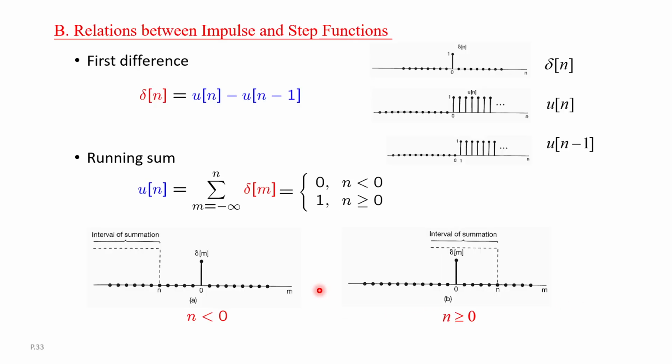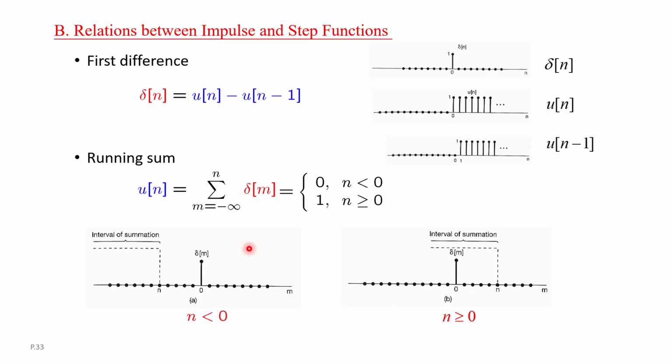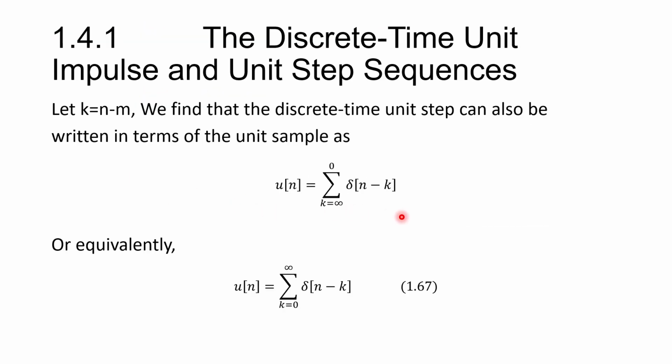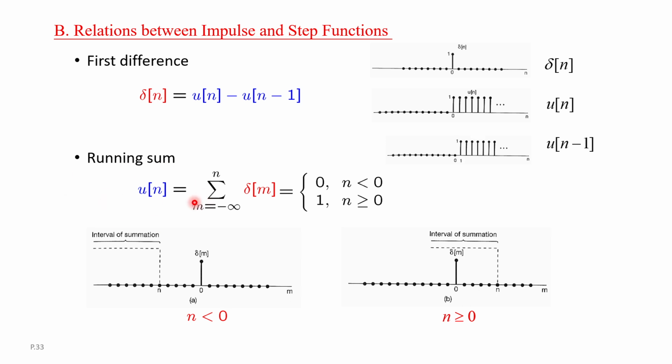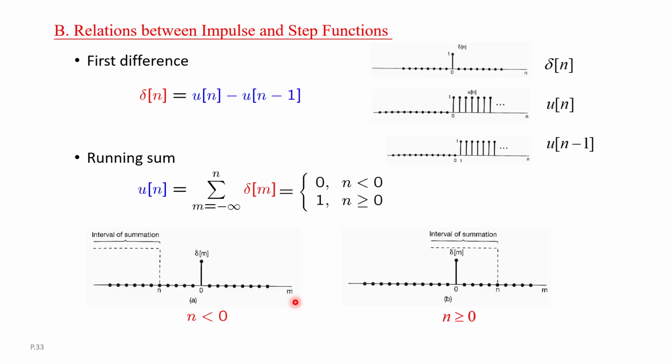Okay. So we don't have a picture here, but hope you understand. So everyone, any question? Yeah. So that's another running sum of u of n. The bottom line is you can think of u of n as a summation of delta of n. Okay, so this should be quite intuitive too.